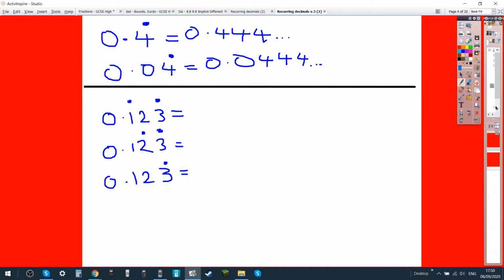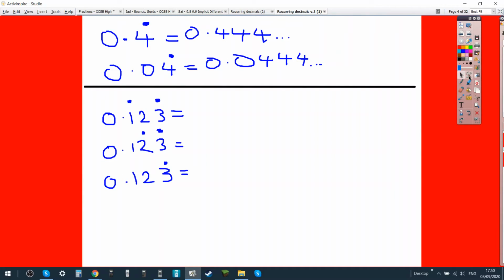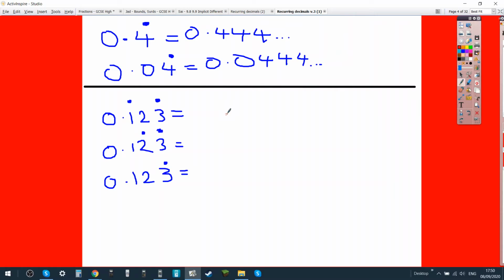Okay, these ones, what do you think? The first one is 0.1 reoccurring, 2 and 3 reoccurring. So what would that be if you wrote it out the long way instead of the short way? It would be 0.123123. So it's these 3 recurring, and so it's 1 2 3 1 2 3 1 2 3 forever.